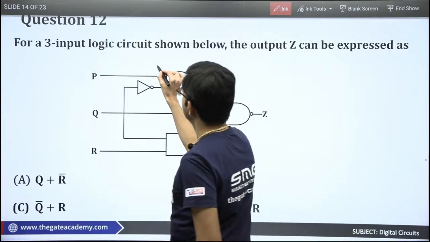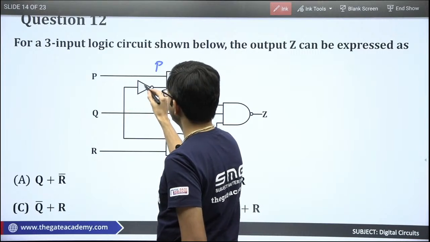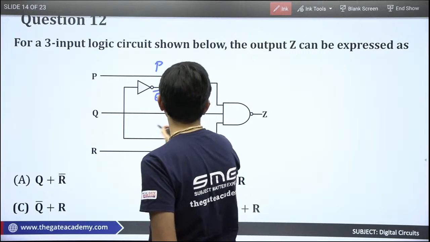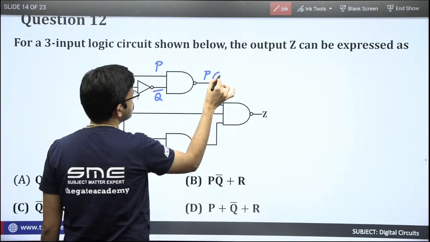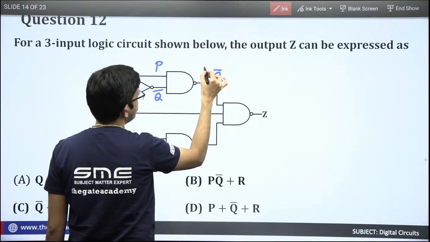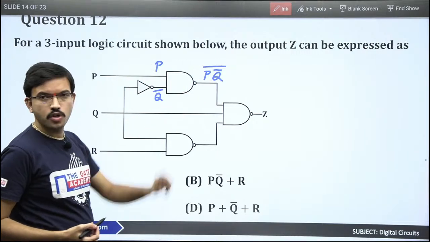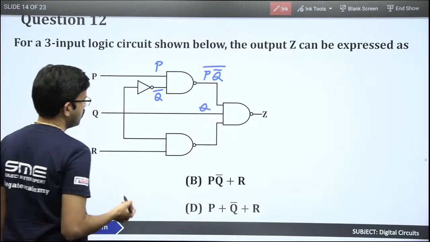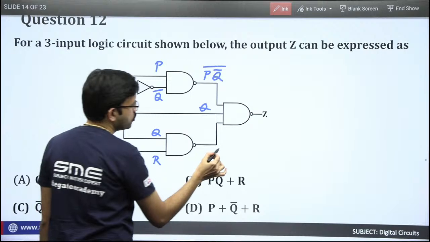See, here you are having the inputs as P, Q, but here you are having an inverter, so that means Q bar. Here you will get PQ bar whole bar. You are having a two input NAND gate, right? PQ bar whole bar. Then here another input is Q. Here the inputs are Q, R. So that means you will get QR whole bar.